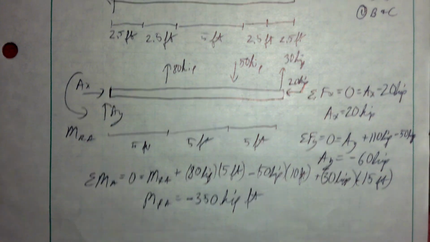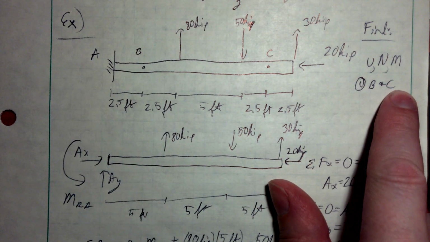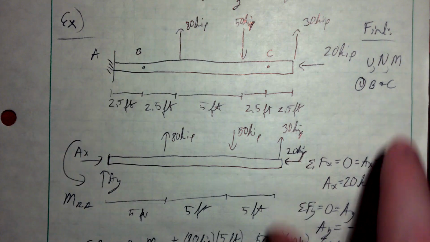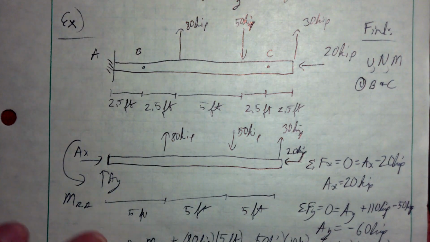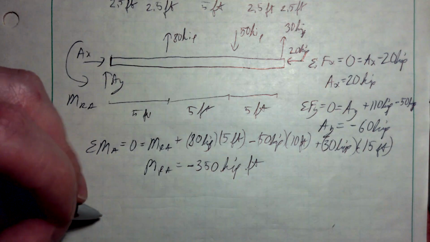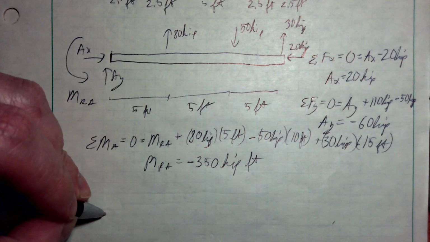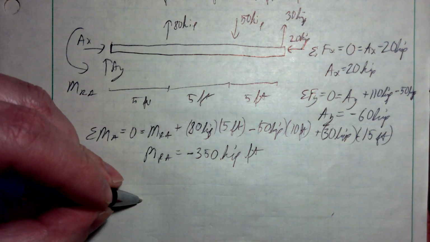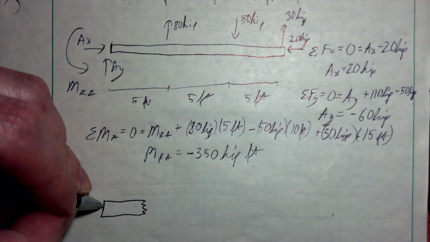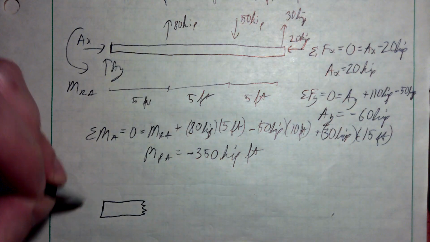Okay. Now, what are we looking for? We're looking for the internals at B and C. We could start here at B. That's real simple. We're saying B is 2.5 feet from point A. So my personal preference is I like to draw everything on the left-hand side of the cut. You don't have to. You could draw the right-hand side of the cut if you like. I'm going to draw the left-hand side of the cut.